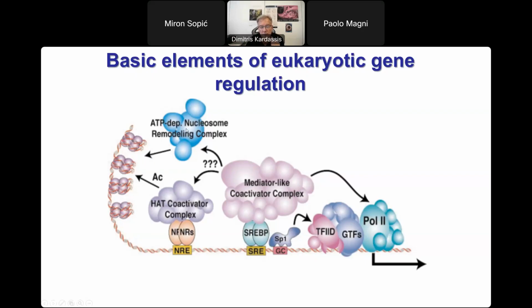And also, there are other proteins which are important for remodeling of the nucleosomes, because when transcription begins, the nucleosomes have to move relative to each other, and this is accomplished by specific enzymes which use ATP as an energy source. These are called remodeling complexes.